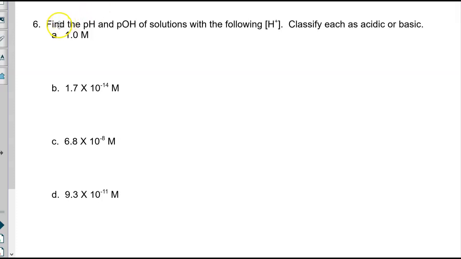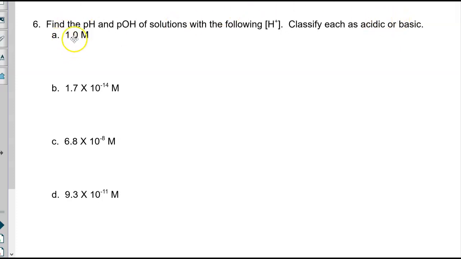Here I've just copied and pasted example 6. It says find the pH and the pOH of solutions with the following H+. Classify each as acidic or basic. All of these values, A, B, C, and D, are 4 separate calculations. For each of these 4, you will calculate the pH and the pOH and then tell me if it's acidic or basic. It would be very helpful to you if you can justify how.